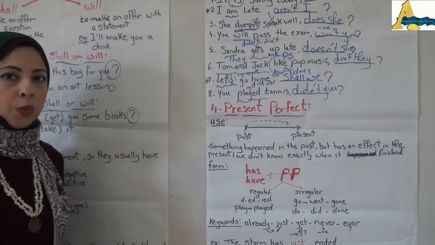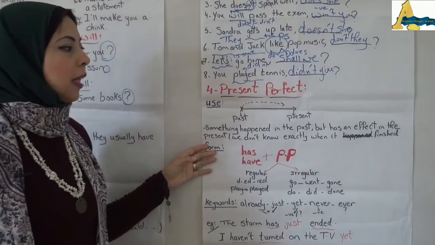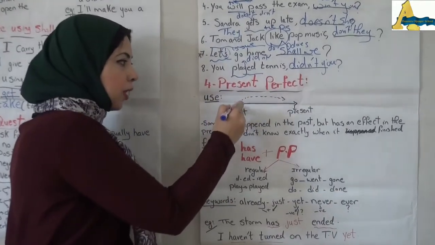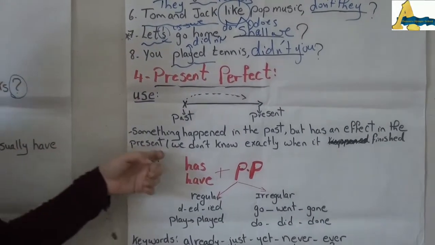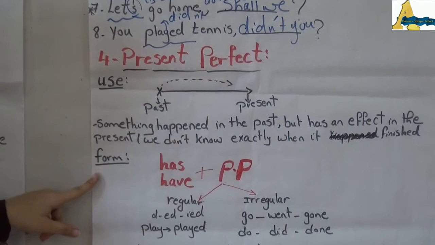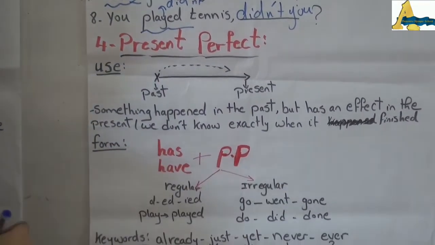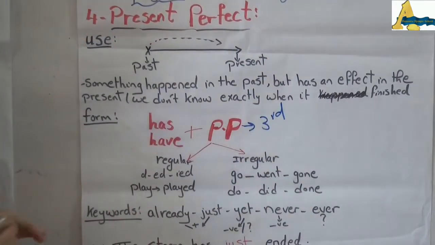What do we use present perfect for? We use it for something that happened in the past, but it has an effect in the present. It's something that happened in the past, but it still has an effect on the present time. We don't know exactly when it finished. The form is going to be the auxiliary verb has or have plus the PP. And we said before, what is the PP? It is the third form of the verb.